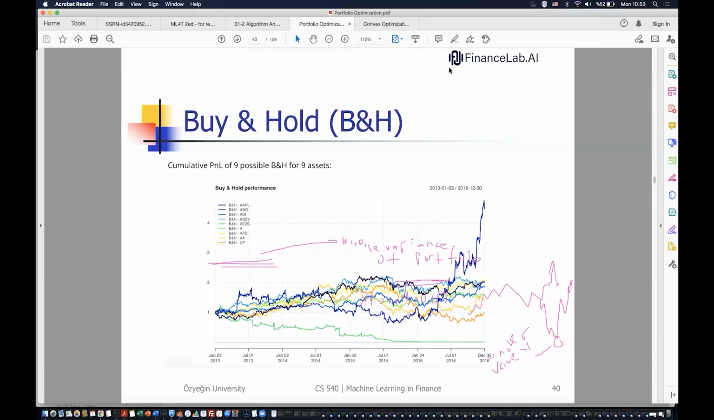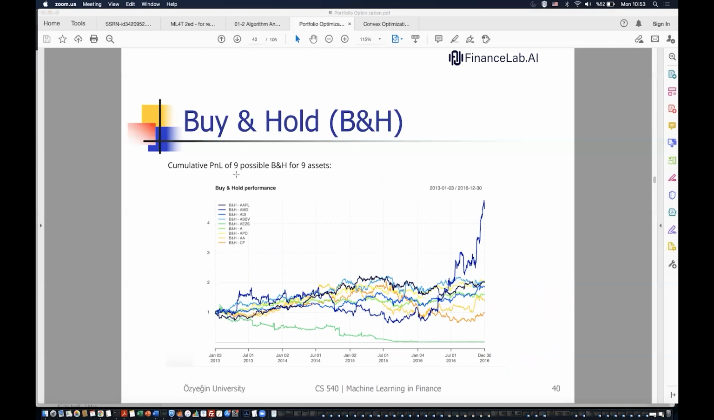Here's an example. This is the buy and hold strategy for different asset classes, for the period starting from the beginning of 2013 to the end of 2016. And here are basically the wealth curves. Here we assume that we start with $1, just to make things easier. Depending on how the market performs, this is how the performance of the stocks changes.